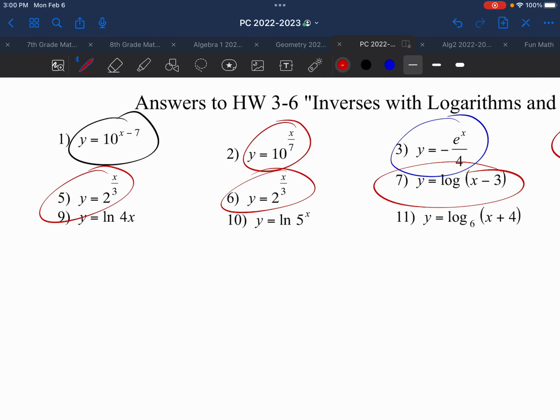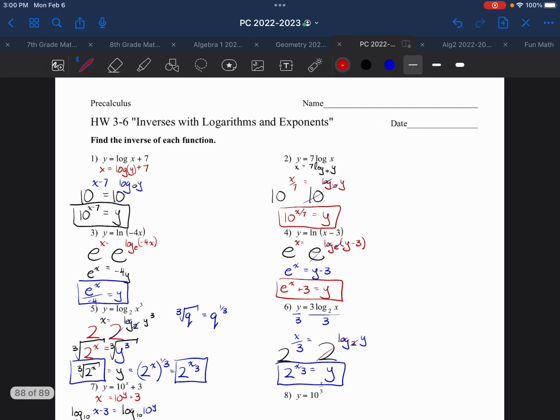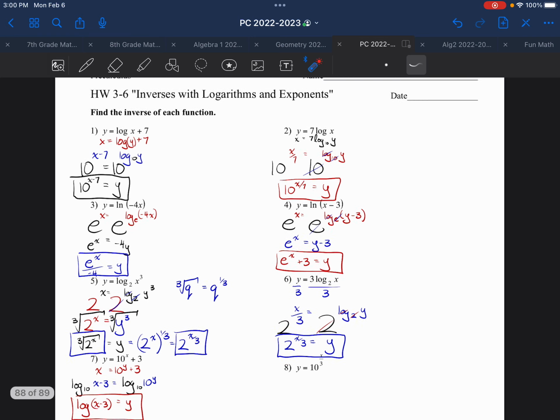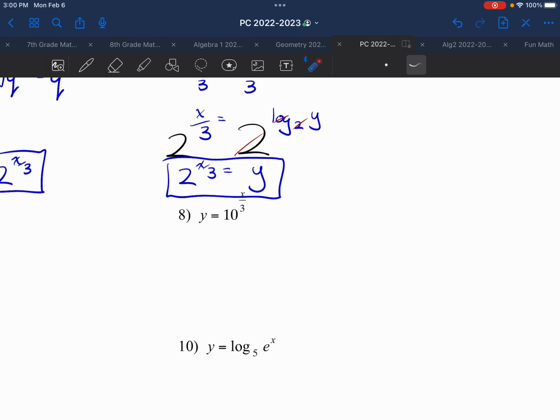It's y equals 2 to the power of x over 3. We did get those correct. I apologize for not checking my work for a while.